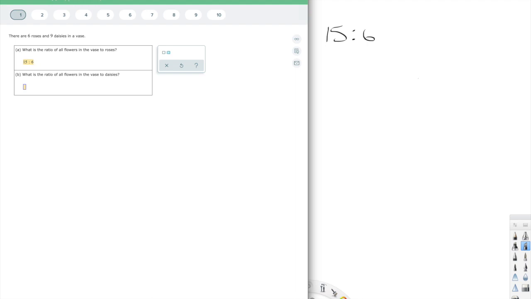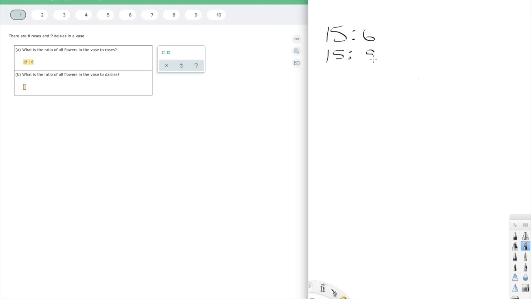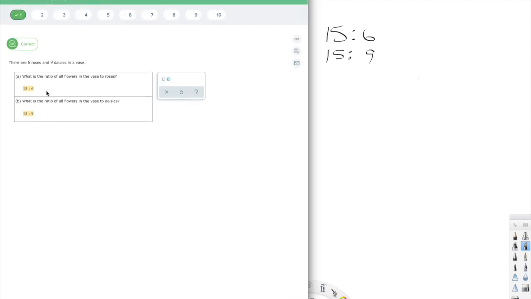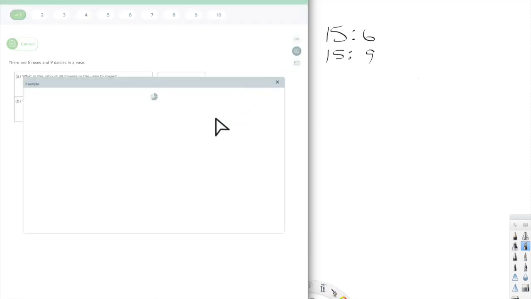So we have, what is the ratio of all flowers to daisies? So it's going to be 15 again, all flowers, to daisies, which is 9. If they ever reduce it, they can all definitely divide by 3. So let's see if it takes it this way or if it makes us reduce it real quick. It did. So I think they would have also taken it reduced. I'm going to take a look really quick just to see.